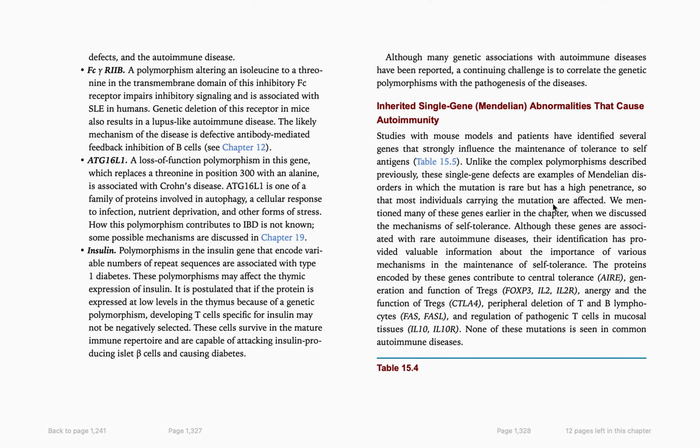FcγRIIB. A polymorphism altering an isoleucine to threonine in the transmembrane domain of this inhibitory Fc receptor impairs inhibitory signaling and is associated with systemic lupus erythematosus in humans. Genetic deletion of this receptor in mice also results in lupus-like autoimmune disease. The likely mechanism for this is defective antibody-mediated feedback inhibition of B cells.